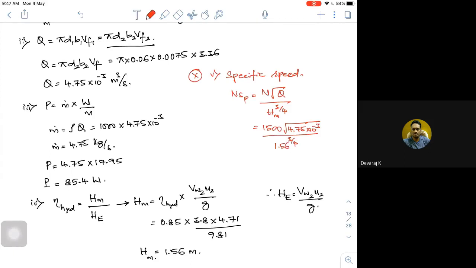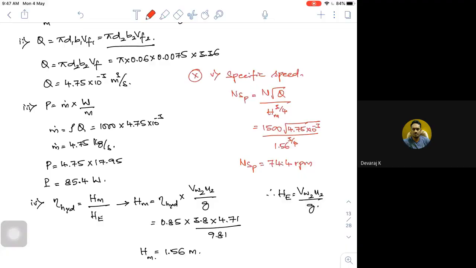I'll be getting NSP, that is specific speed, equal to 74.4 RPM. So whatever is written in red, that's an extra thing. If they ask to find the specific speed, just substitute that formula and we can find it. So all the parameters they've asked in this problem are found.